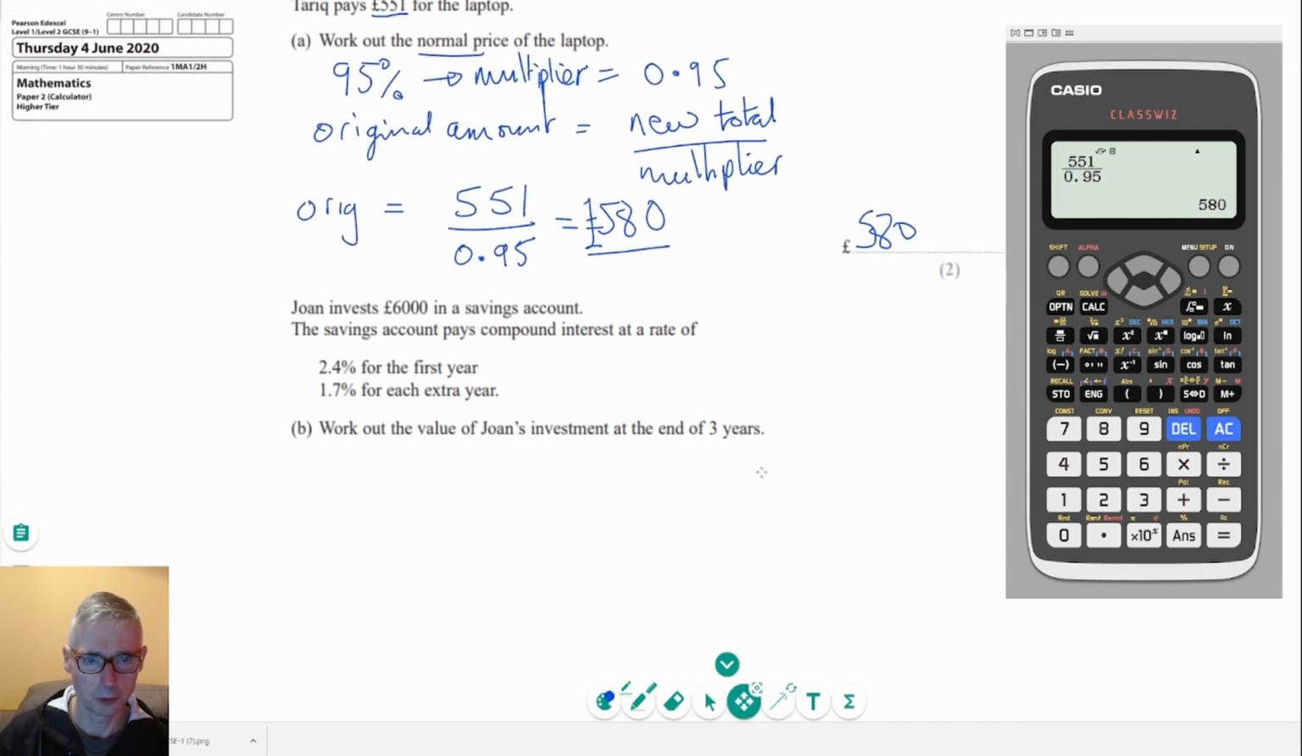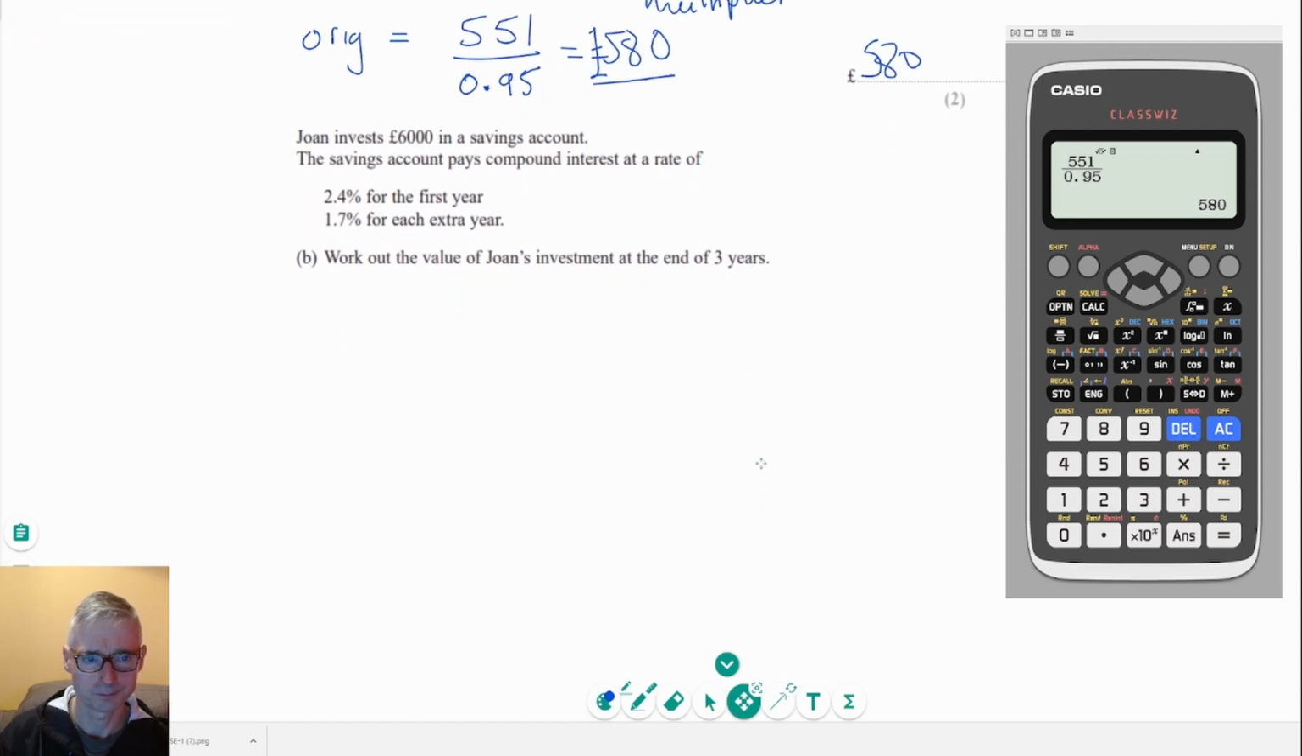So now we're looking at the second part of the question. It says that Joan's investing £6,000 in a savings account, and the savings account pays compound interest at a rate of 2.4% for the first year and 1.7% for each extra year.